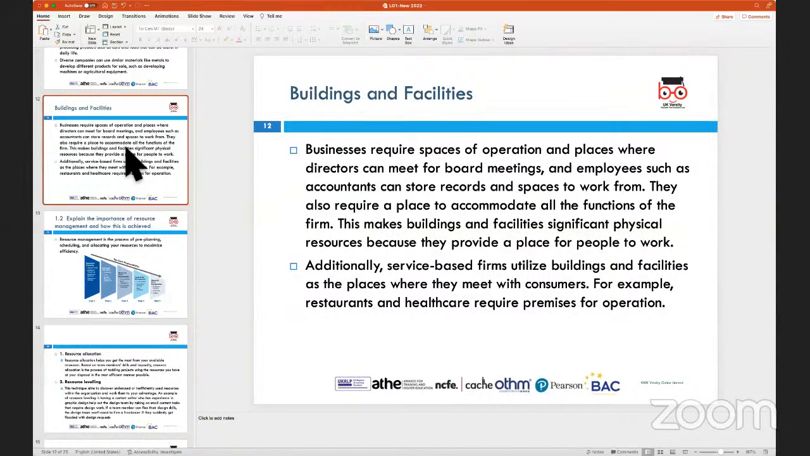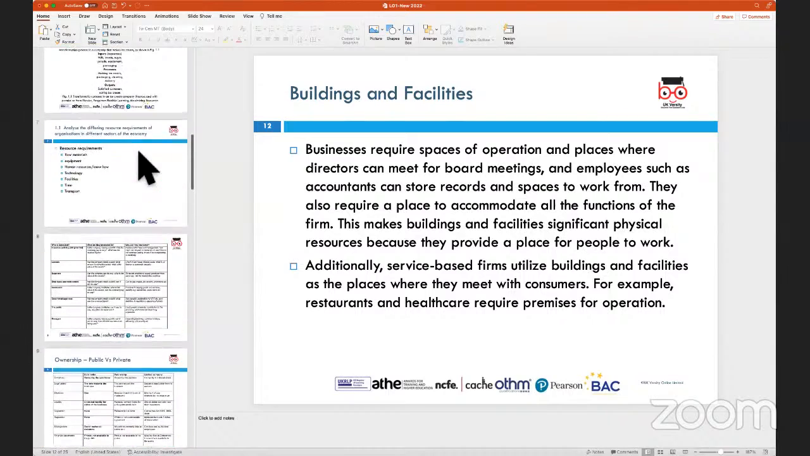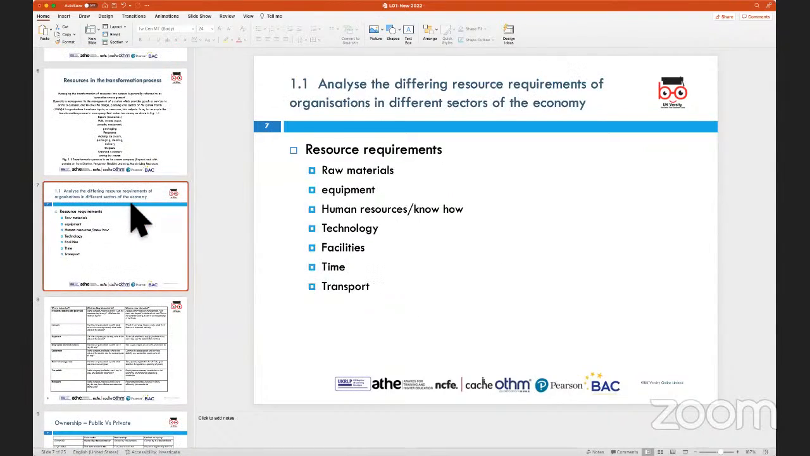So again, here, the idea is to understand the differing requirements of the organizations depending on which sector they are working in. And this would dictate their resources, utilization, and requirements from a point of view of assessment criteria 1.1.